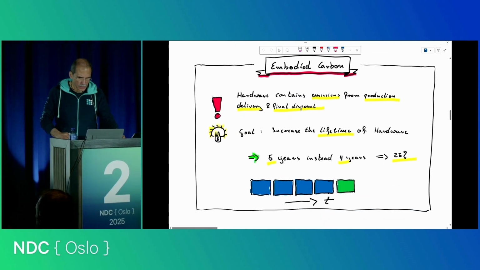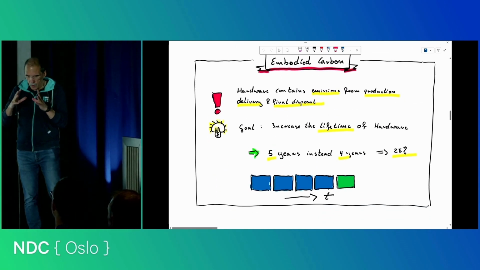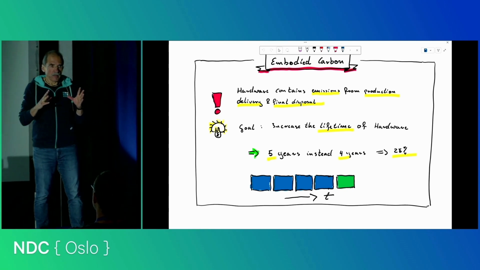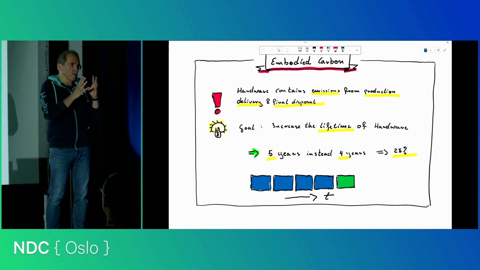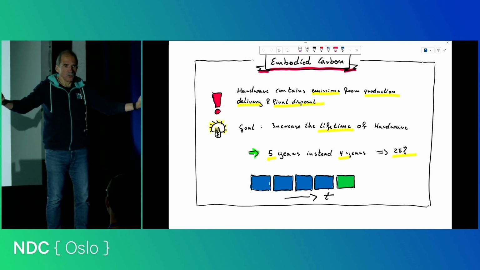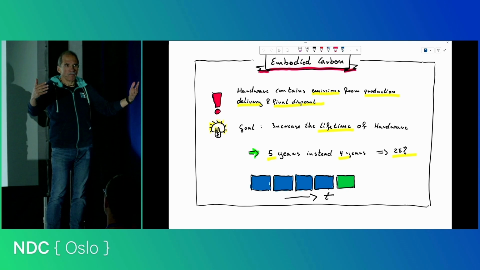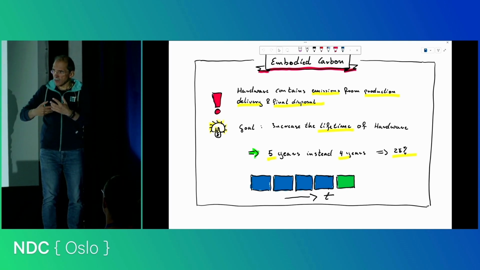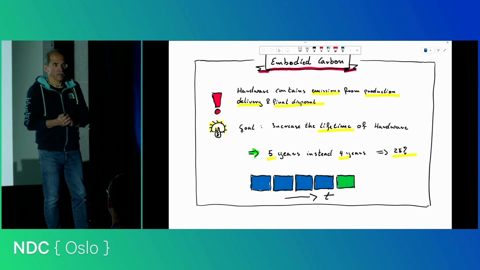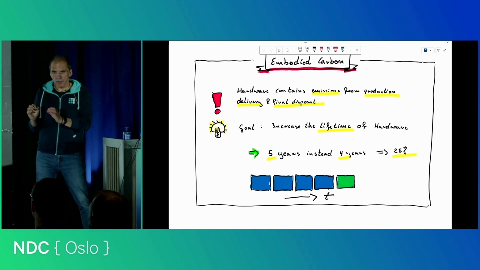And in this kind of embodied carbon, if you want to do optimization, then increasing the lifetime of a server has a huge impact. But where is our impact? And this is, I think, very simple.